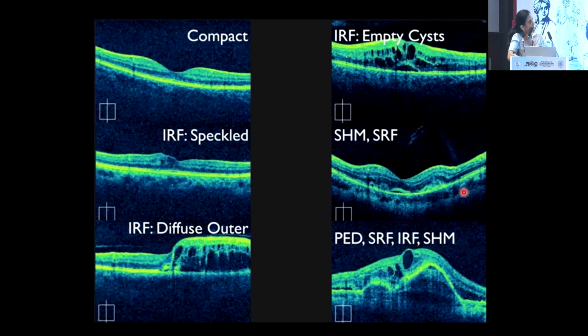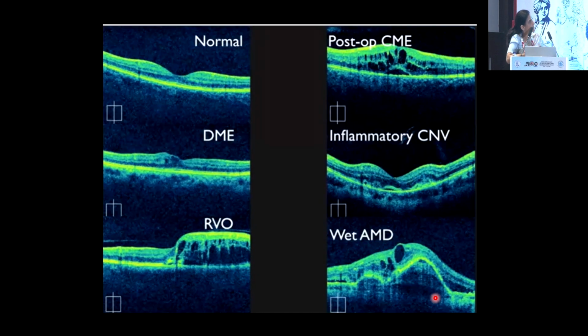Here you see some subretinal hyperreflective material. This is a pigment epithelial detachment where you see the RPE is lifted up. So just by seeing these cases, you can make a diagnosis in your mind. So this is a diabetic. The second one is a diabetic macular edema.